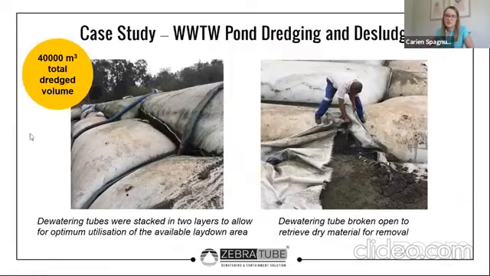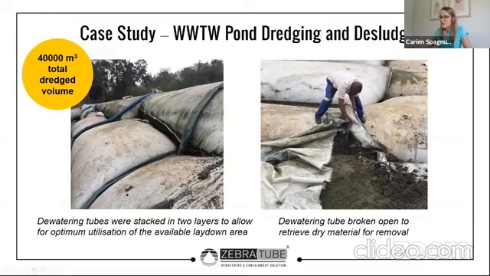And then I just wanted to highlight specifically the dredging and desludging. This is an example of where the tubes are stacked, so you can really maximize the efficiency of the laydown area. And this is a picture of once that dewatering has been completed and you've stacked up all of your bags and had some passive dewatering time, then you would break open the bag and that material would be dry enough to be handled and retrieved.